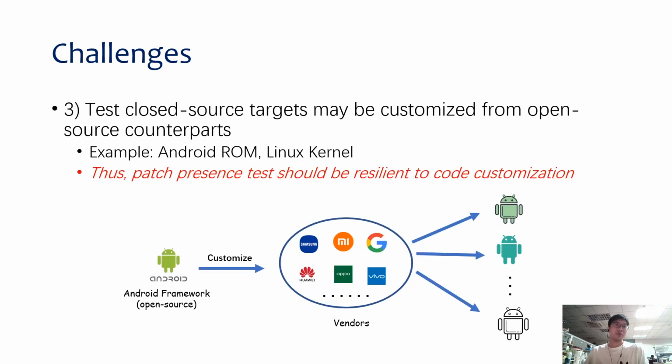Third, open source projects or libraries are usually customized when integrated into products. Thus, patch presence tests should be resilient to code customization. For example, different vendors have their own versions of Android. Performing patch presence tests on ROMs would be hard if we could not carefully deal with customization.